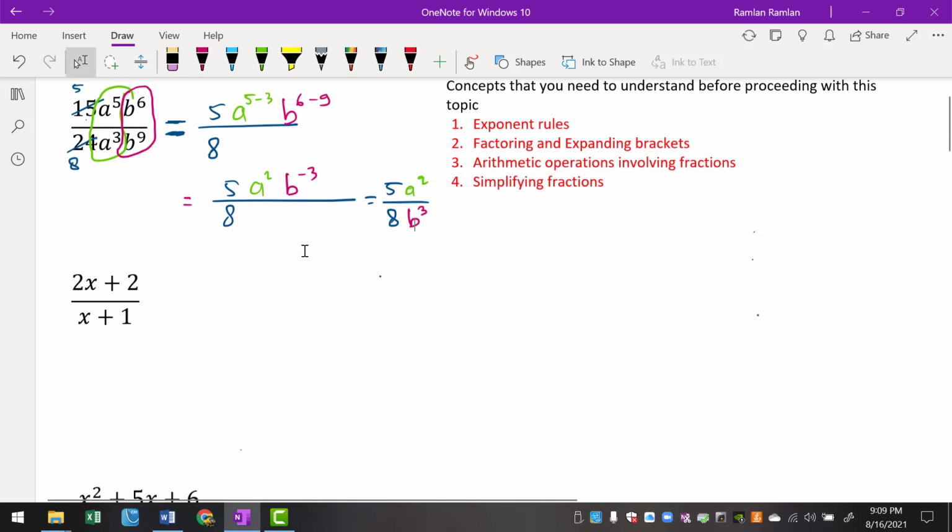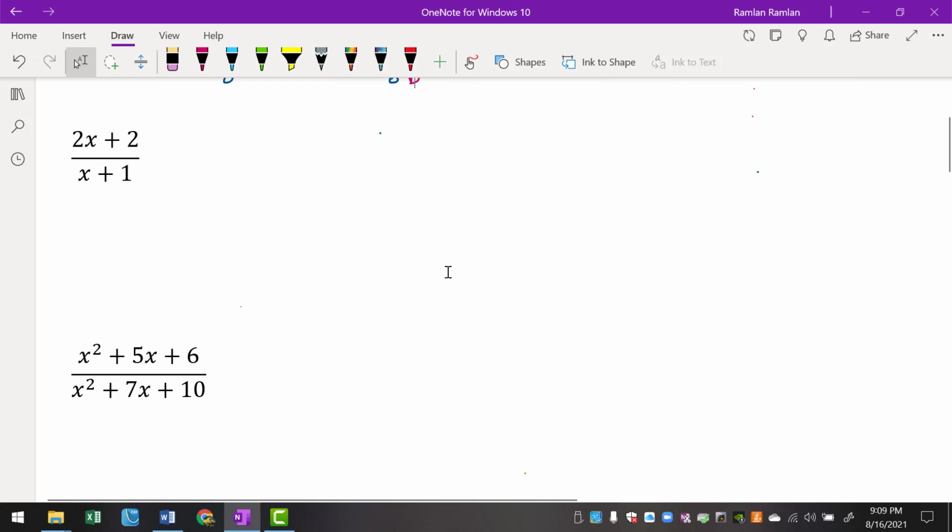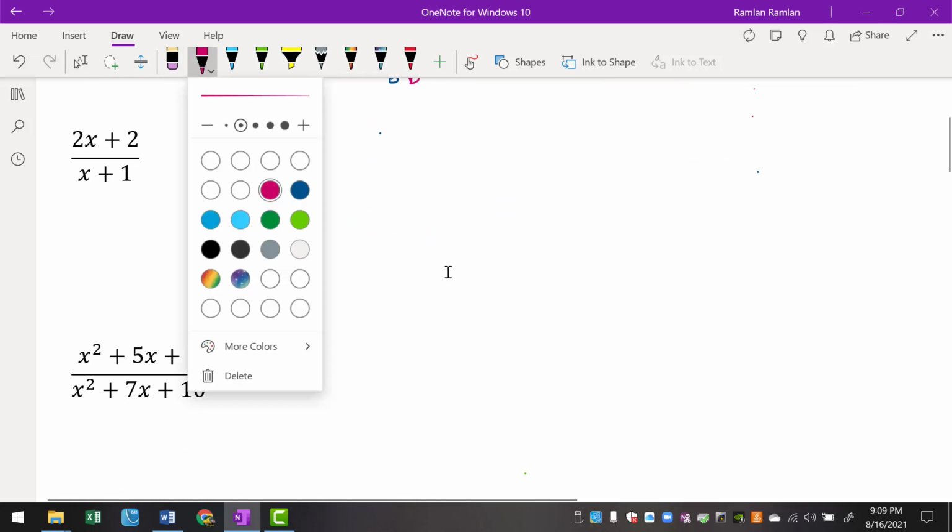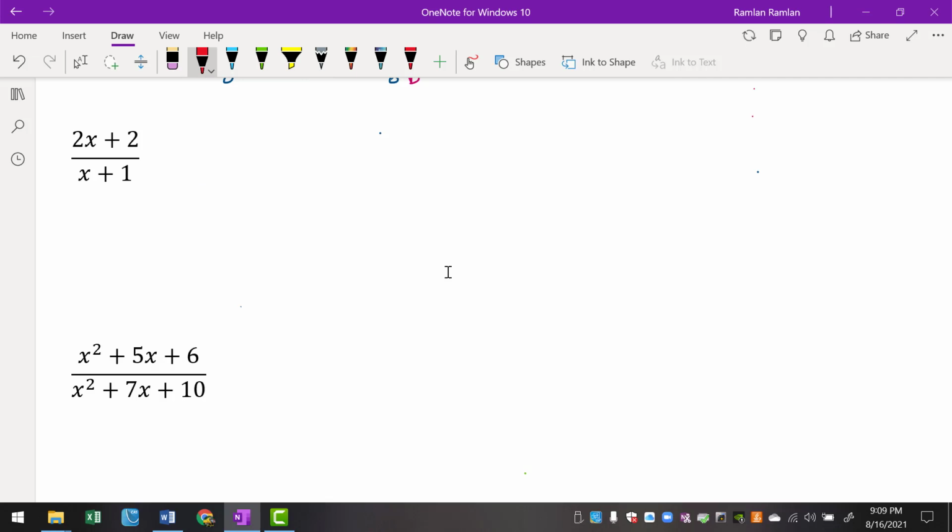Okay, the second example here, we have 2x plus 2 over x plus 1. Some of my students have done this in the past couple of years and said, oh, I can just cancel this. Okay, don't do it, guys. Why? Because these terms are being added or subtracted. If you see that there is still a plus or minus and it's not the same term, you can't just cancel it. So don't do that.